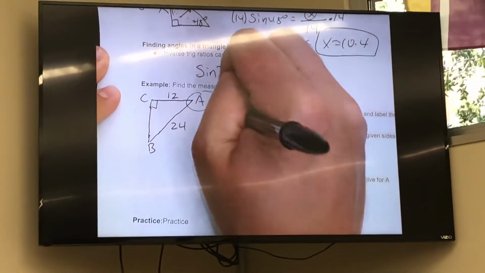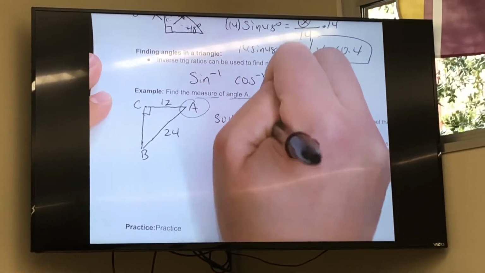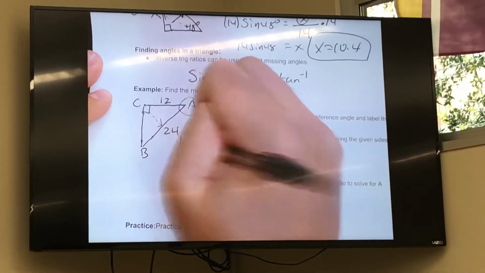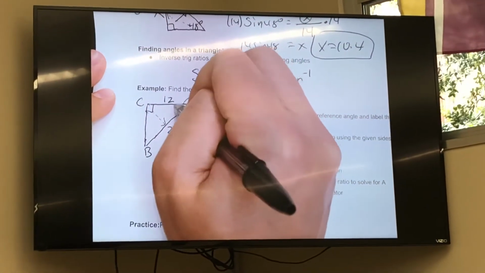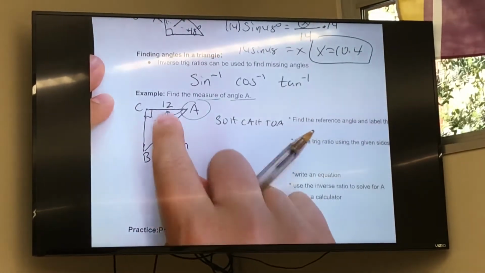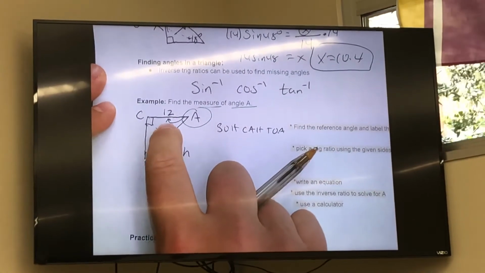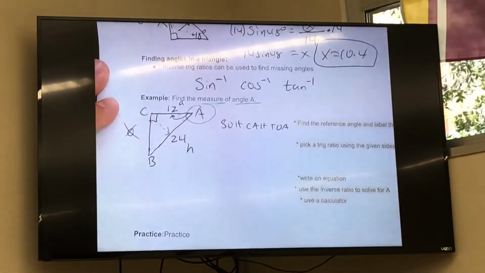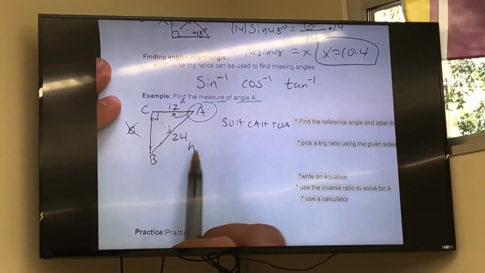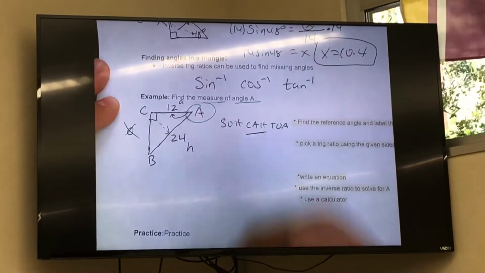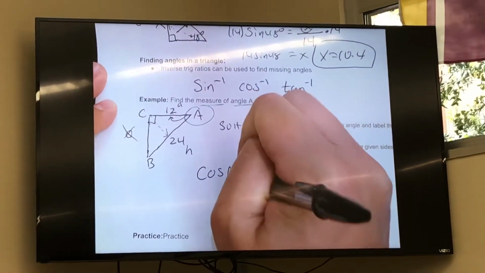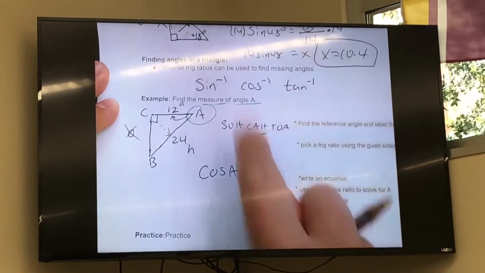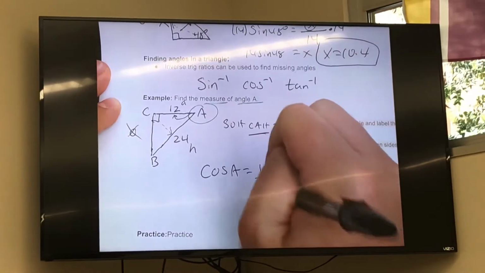Looking at SOHCAHTOA, we know that this 24 is our hypotenuse. The side right next to A is our adjacent side. This would be the opposite side, but again, we don't need it. So A and H will be cosine. We're going to do the cosine of A is equal to our adjacent, which is 12, over our hypotenuse, which is 24.